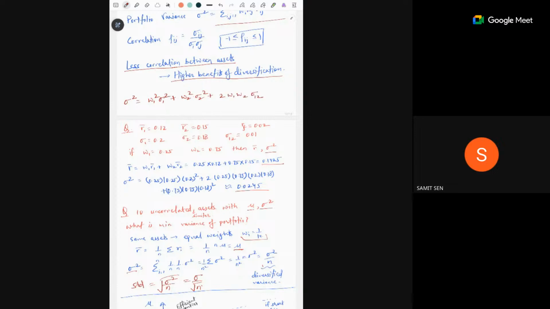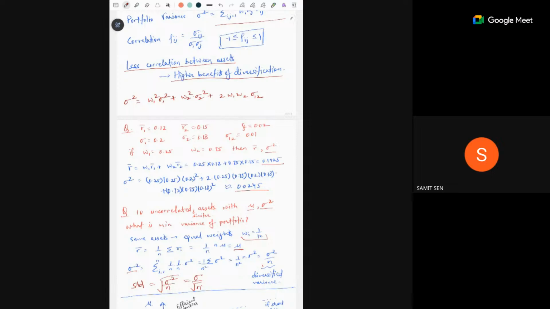Correct, and then this sigma 1, 2. So this term I have written earlier. So this is W1 square times sigma 1 square plus 2 times W1 W2 sigma 1, 2, I think. Instead of sigma 1, 2, you have written something else. Yeah, I think I have done something else.